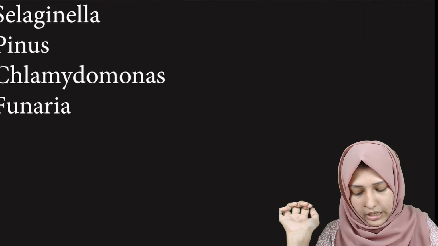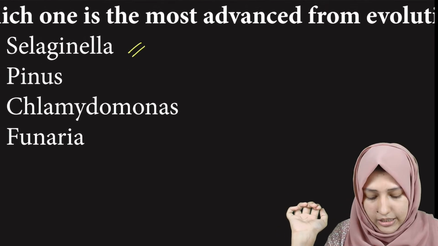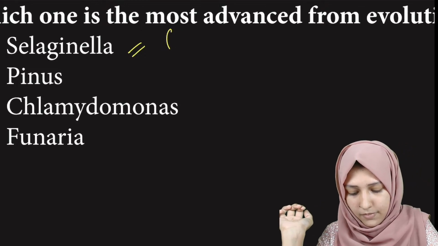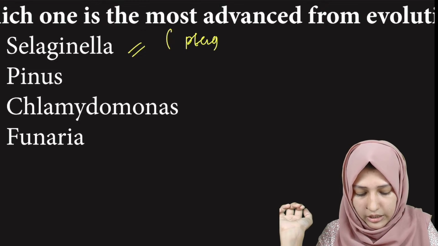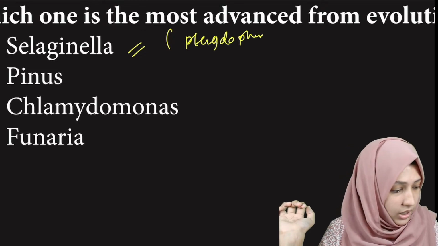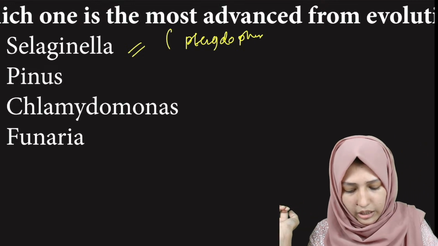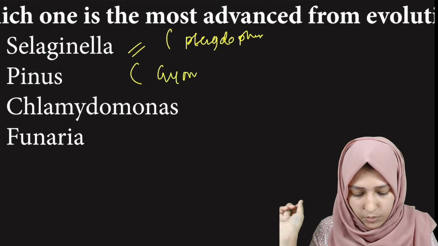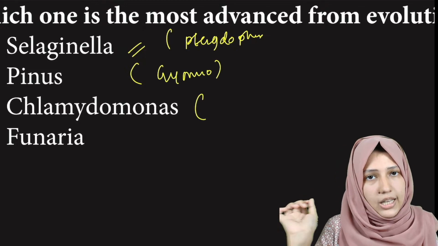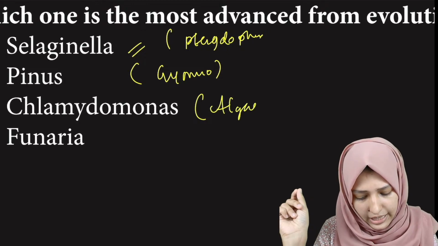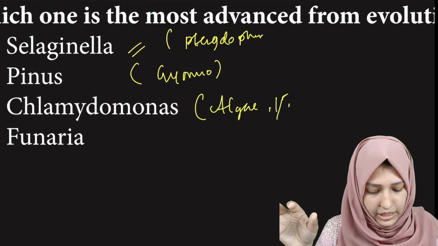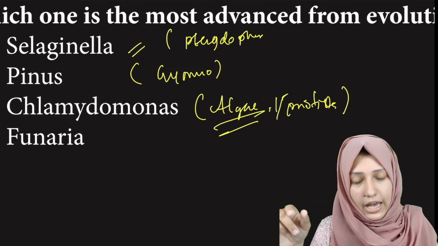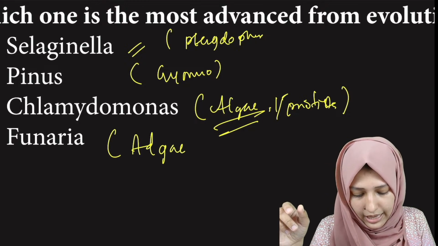Now which one of the following is the most advanced from the evolutionary viewpoint? Now let's see each of them. What is Selaginella? Selaginella is a pteridophyte. Now coming into Pinus. What is Pinus? Pinus is a gymnosperm. What is Chlamydomonas? Chlamydomonas is sometimes referred to as algae, and sometimes it is also referred as protista, and in different chapters it is referred different, but here it is algae. And what is Funaria? Funaria again as a algae.